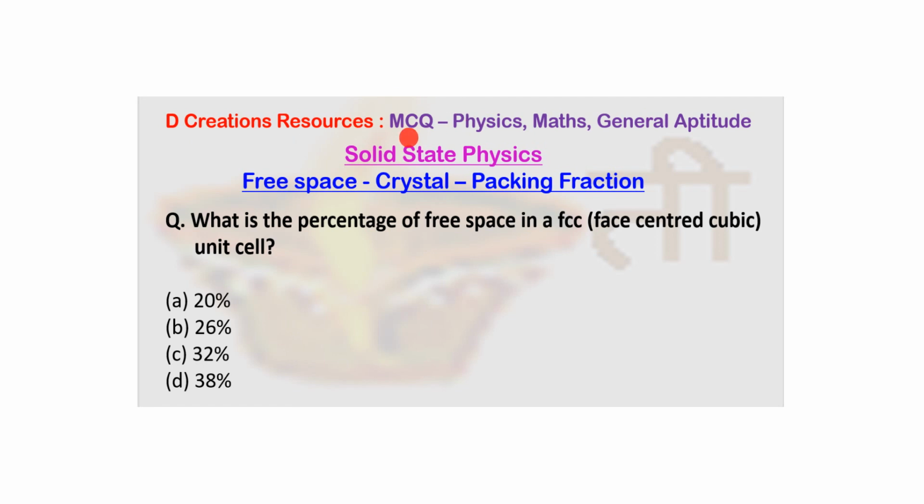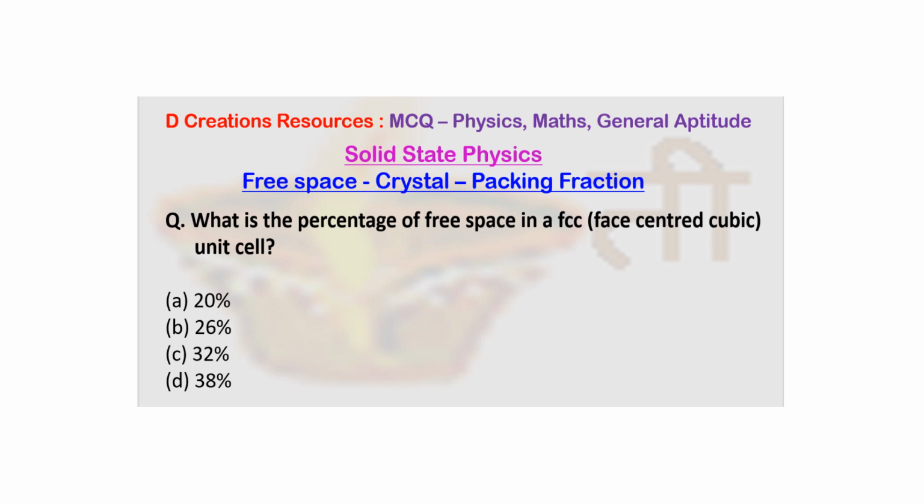Today let us tackle a question from solid state physics. The question is, what is the percentage of free space in a FCC, that is face centered cubic unit cell? And the options are 20%, 26%, 32% and 38%. If you know the answer, just mark it and check it.